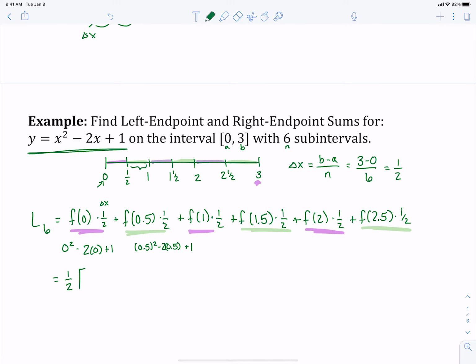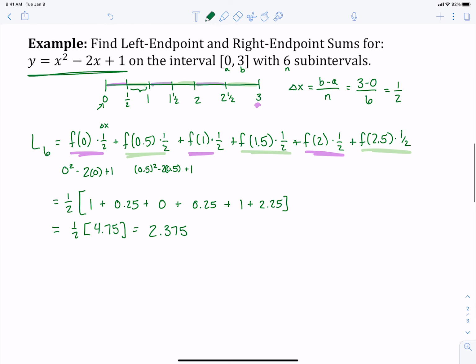So I'm going to write that 1/2 out in front, kind of factor it out like we do with summation notation. When we plug in 0, we get 1. When we plug in a half, we get 0.25. When we plug in 1, we get 0. When we plug in 1.5, we get 0.25. When we plug in 2, we get 1. And when we plug in 2.5, we get 2.25. So we add all those up, multiply it by 1/2, 4.75 is what we get from adding them all up, and we get 2.375. So that's our left-hand approximation to the area under that curve.